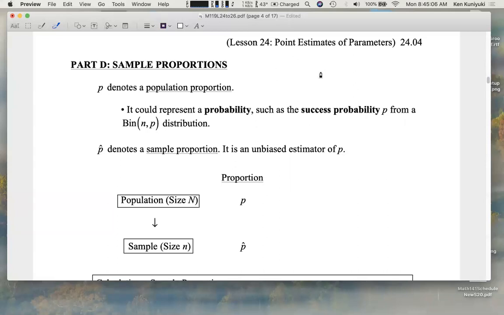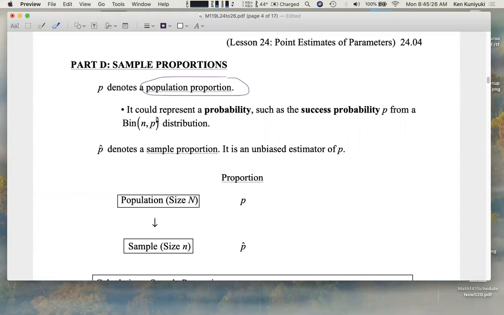So this is the part of the class that's of interest to politicians and also to gamblers. Politicians will look at things in terms of population proportions, proportions of voters that support the candidate or politician, and gamblers will look at probabilities that they want to estimate.